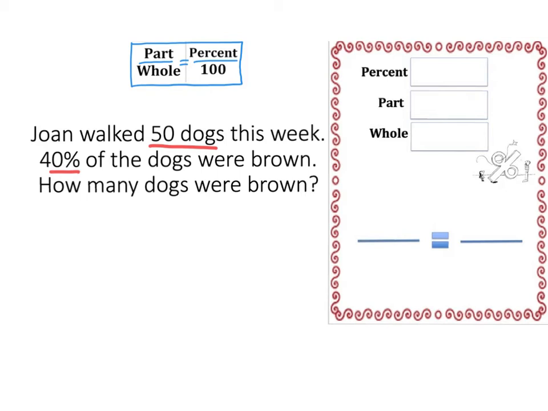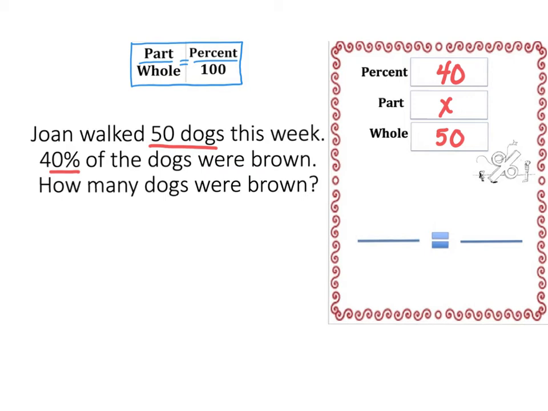So that percent part is easy. That's certainly easy to identify. It's going to be 40%. And that 50, where does it belong? Is that the part or is that the whole? And hopefully you are thinking that is the whole amount, because this is the total number of dogs that Joan walked this week. So that leaves our part that we are trying to figure out. And of course in math, when we don't know something, we are going to use a variable in its place.